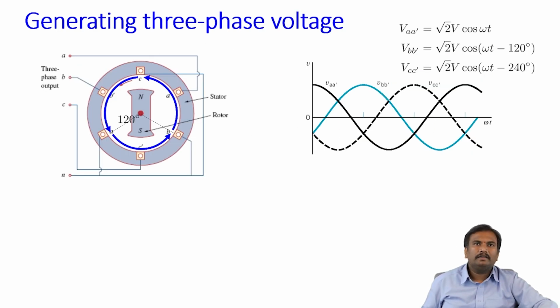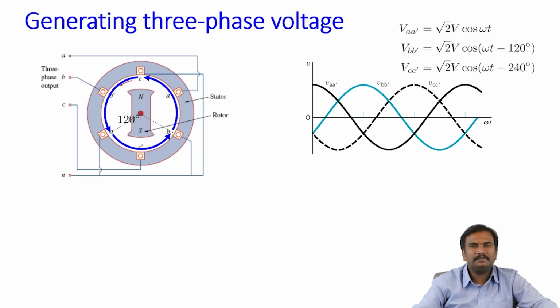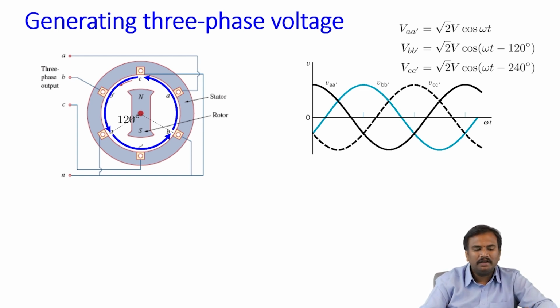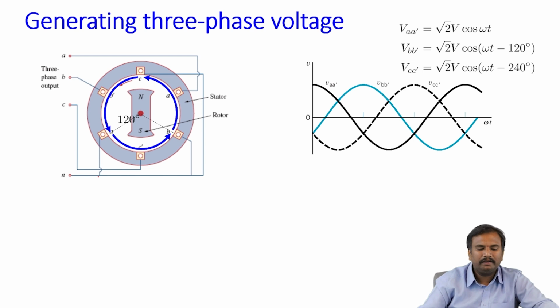Here you can see how a three-phase voltage is going to be generated. Here we are going to have 6 slots. These are the slots. A, B, C are the slots. A dash, B dash, C dash are the opposite slots. And these are connected: A, B, B, C and C, A are connected.